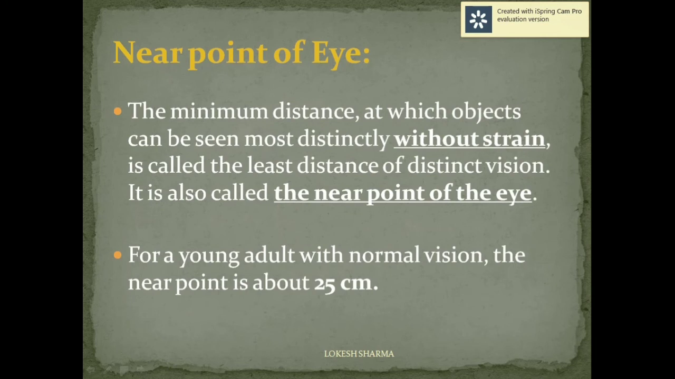Near point of the eye. The minimum distance at which objects can be seen distinctly without strain is called the least distance of distinct vision. The words "without strain" are very important, and without them, the definition will be wrong. It is also called the near point of the eye. For a young adult with normal vision, the near point is about 25 cm.